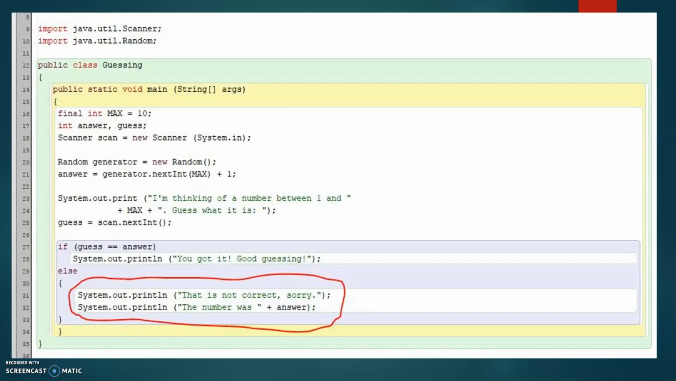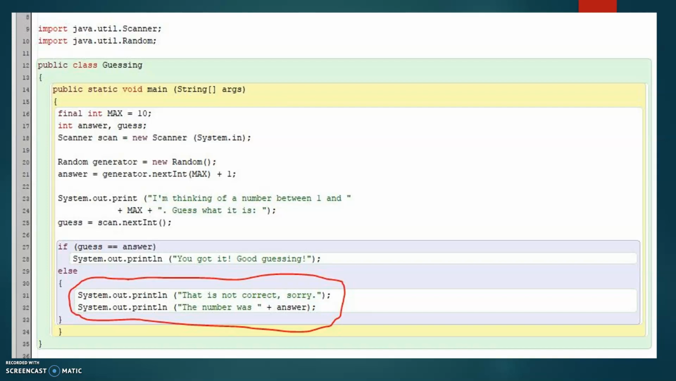Let's take a look at an example. The guessing program uses an if-else statement with the statement of the else clause being a block statement. It means there's two lines right there. If the guess doesn't match, two statements are printed. One says the guess is wrong and one prints the actual answer.